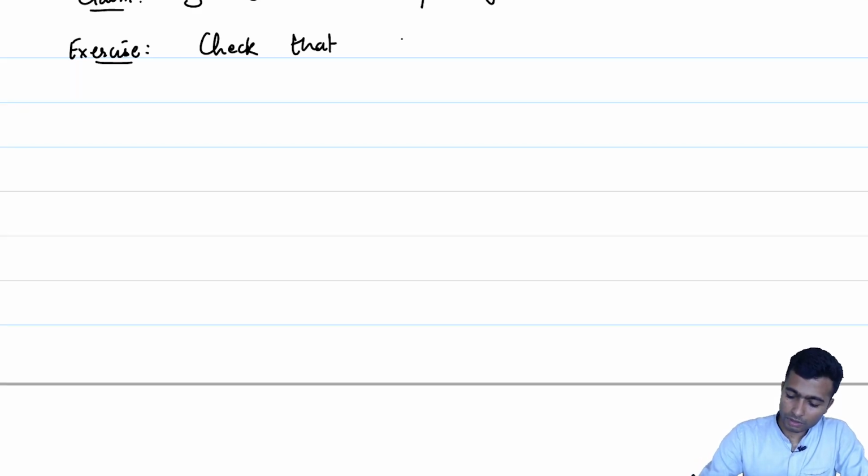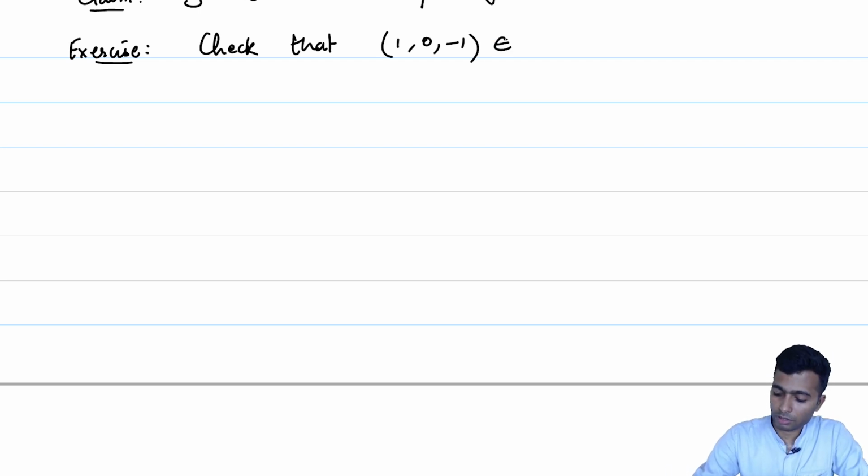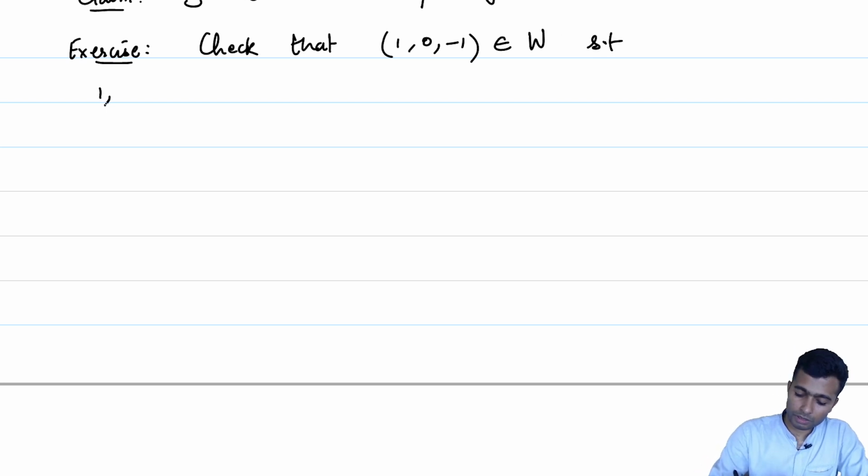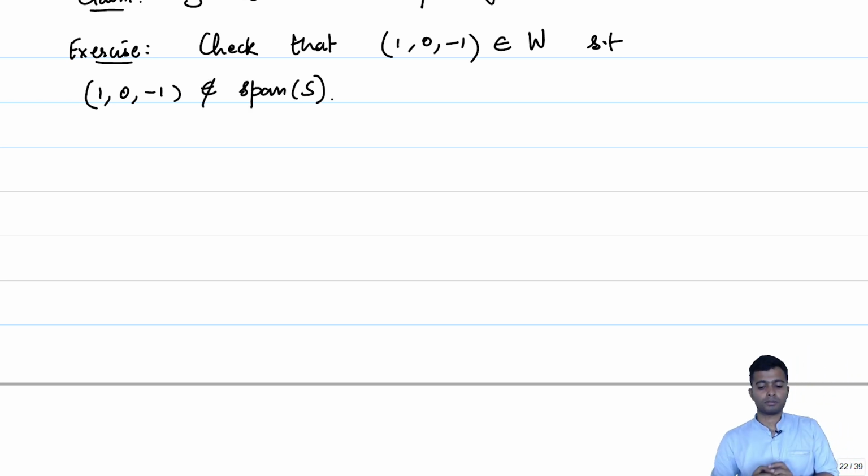So, check that 1, 0, minus 1 is an element in capital W such that 1, 0, minus 1 does not belong to the span of S, and therefore S is not a spanning set.